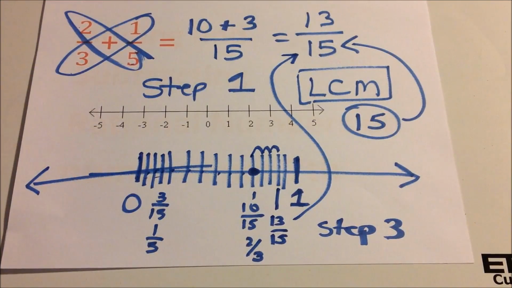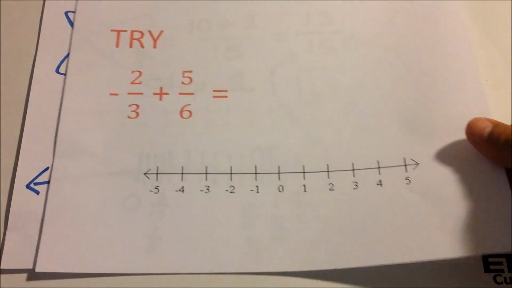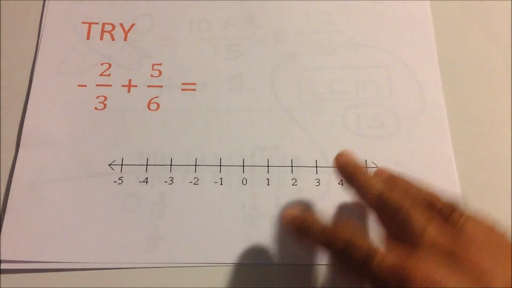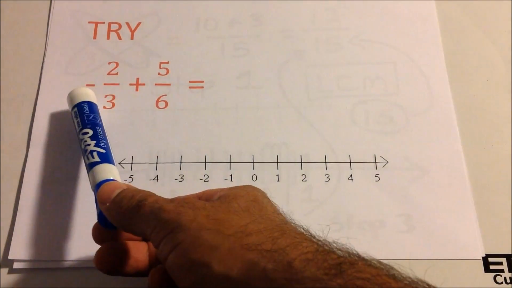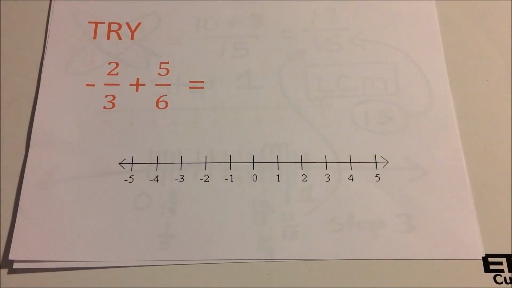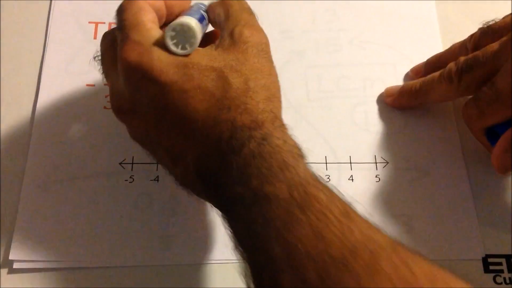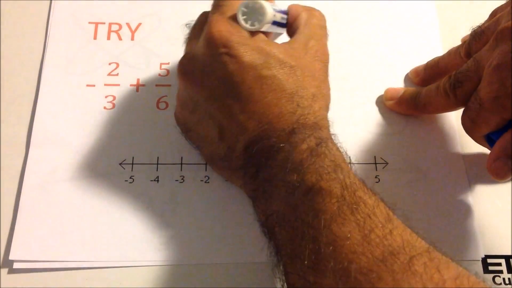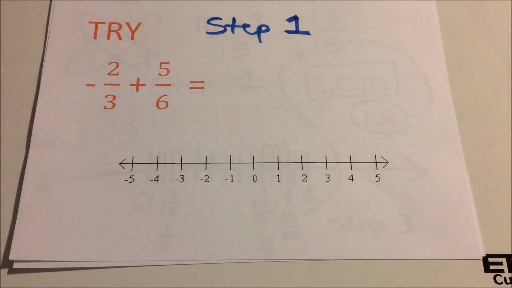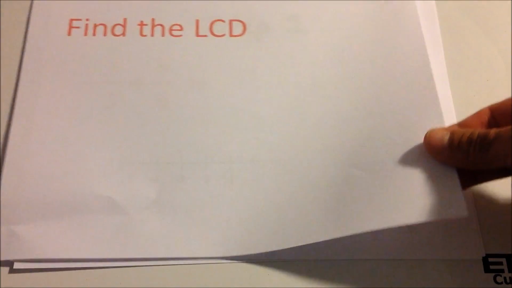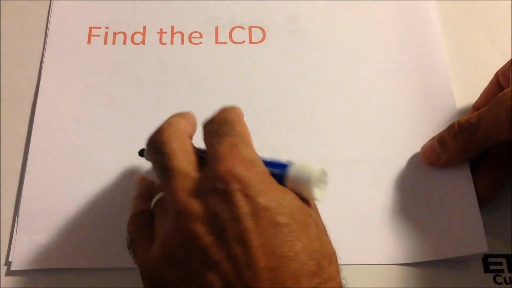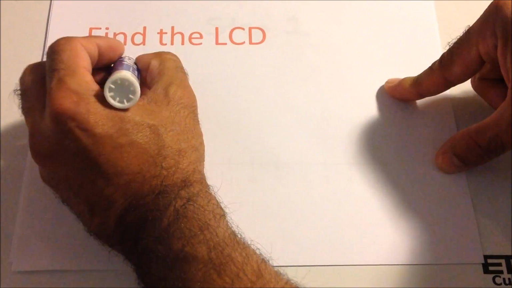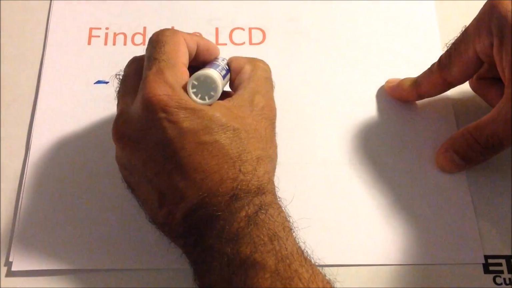Okay, let's do this again. Try this one by yourself. Do the same thing. Be careful with the negative. So what's the first thing you should do? What's step 1? What should you do? Step 1. First thing. Find the LCD or the LCM. It's the same thing. Right? So we had negative 2/3 plus 5/6. That was the question.